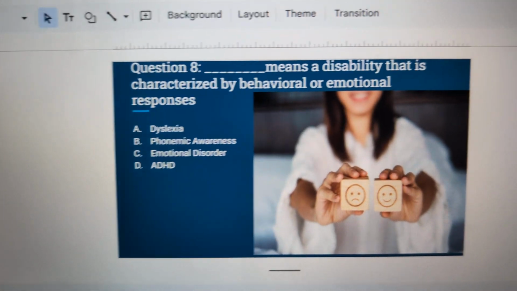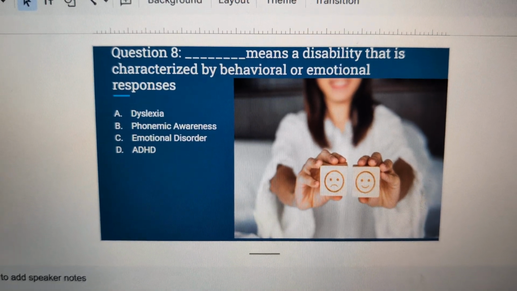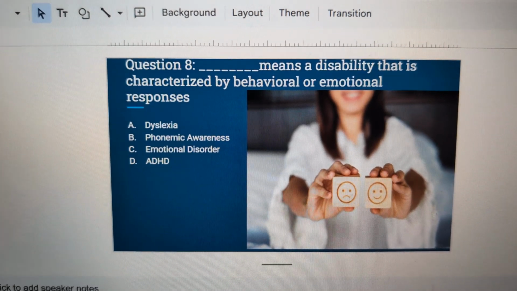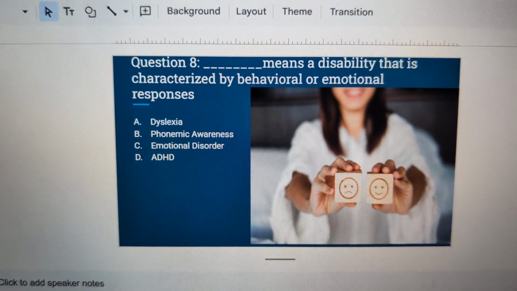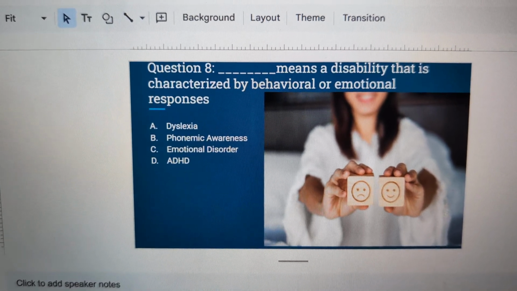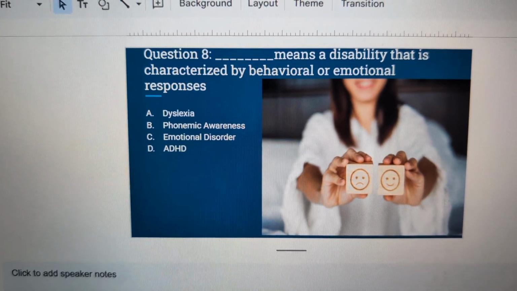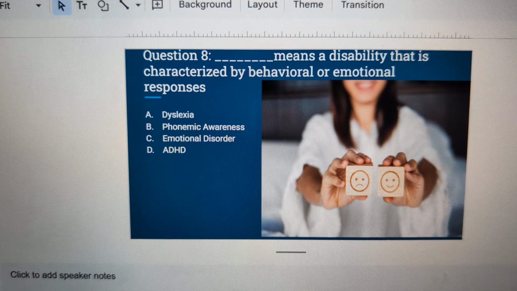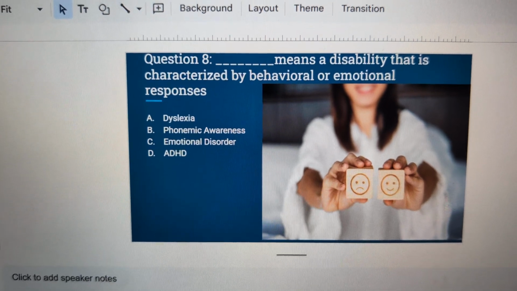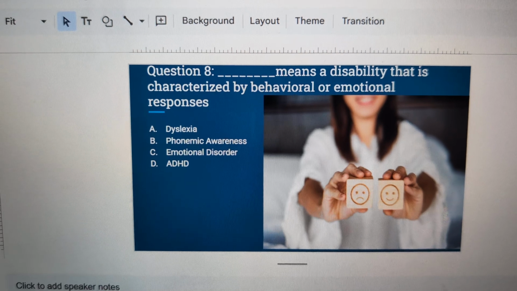And the last question says, blank means the disability that is characterized by behavioral or emotional responses. A, dyslexia. B, phonemic awareness. C, emotional disorder. Or D, ADHD. The answer is emotional disorder because it involves managing feelings such as anxiety, depression, and mood swings.